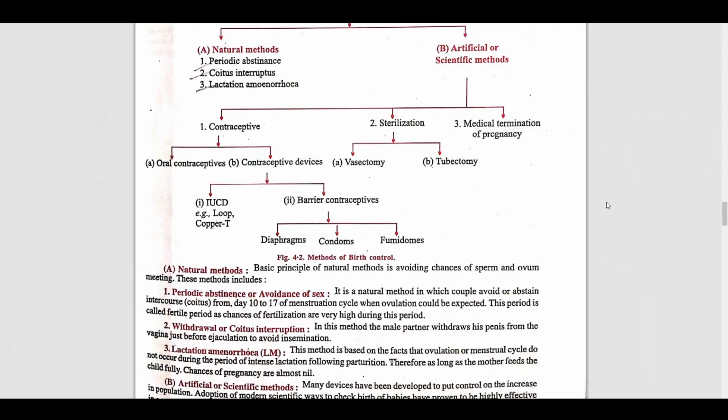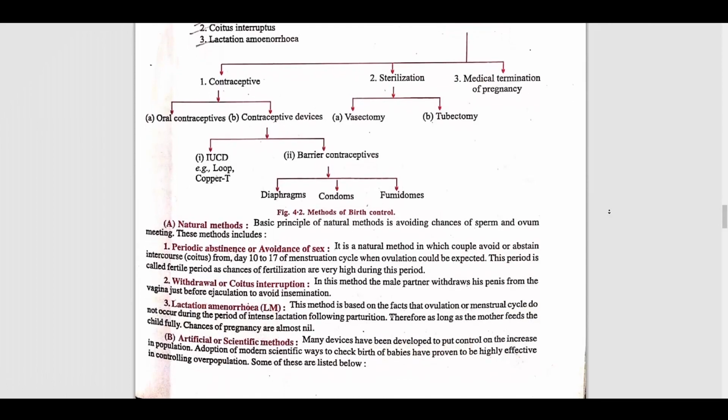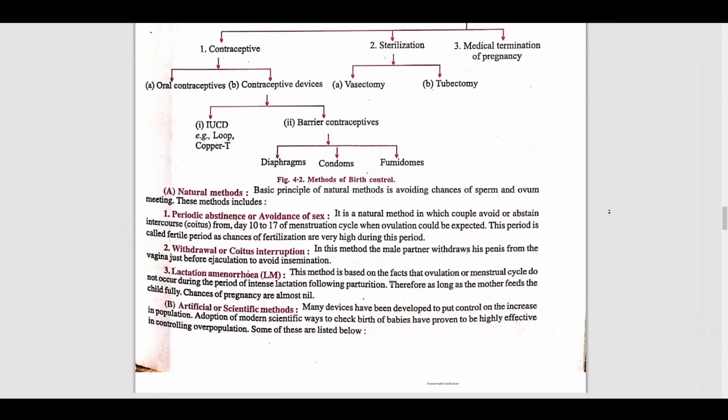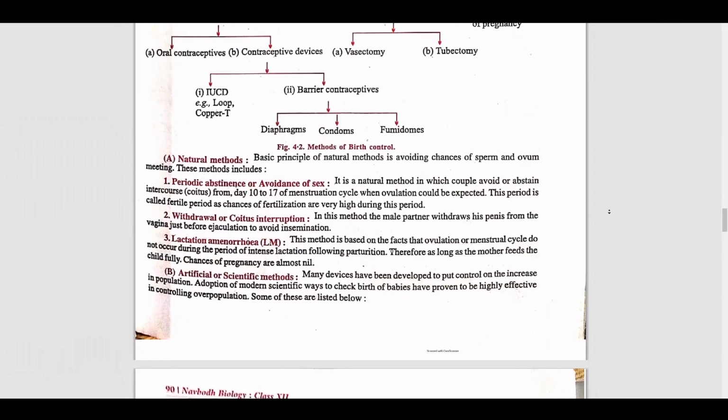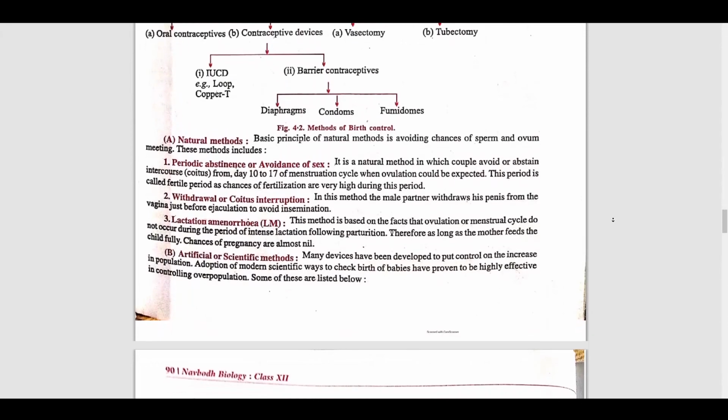If we talk about the natural method, there are three types of methods. The first is periodic abstinence. Second is coitus interruptus, and third is lactational amenorrhea. These are the three. Now I'll tell you in depth what they actually mean. The basic principle of the natural method is avoiding the chances of sperm and ovum meeting. So this is the concept, right?